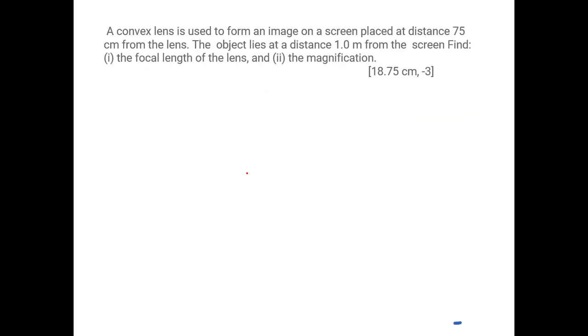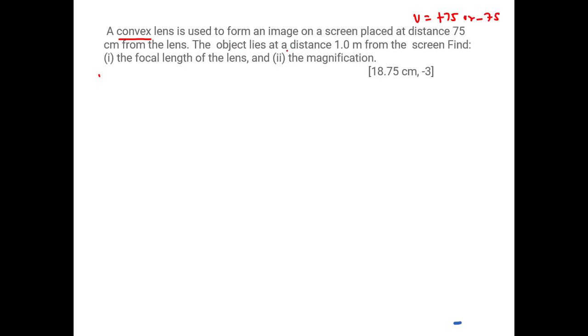Let's take up the next question. A convex lens is used to form an image on a screen placed at a distance 25 centimeter from the lens. So it's a convex lens and the image is at a distance 25 centimeter. So v could be plus 75 or minus 75. We don't know as yet.